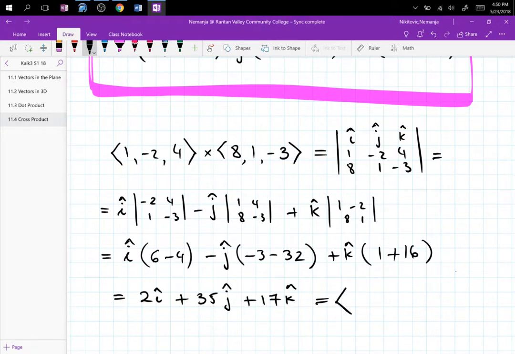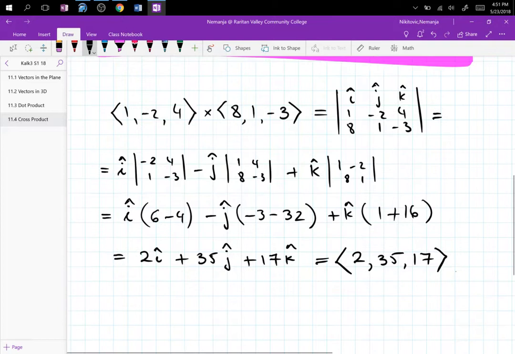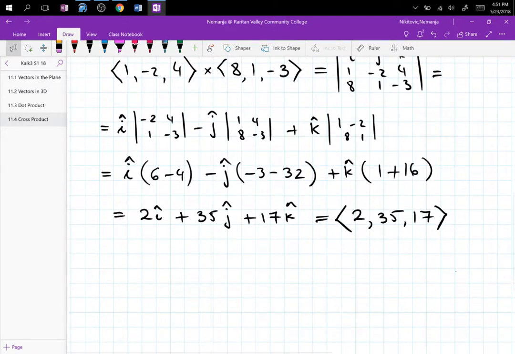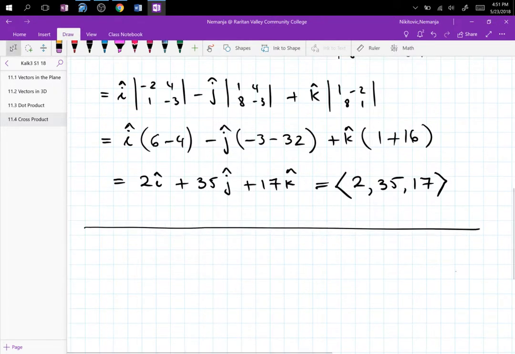You can also write it as the vector notation 2, 35, 17. The answer is a vector. Dot product answer is a scalar. Cross product answer is a vector. So that's what we have to compute. So now I'm just going to put another one of these for you to quickly practice, and then we'll move on.